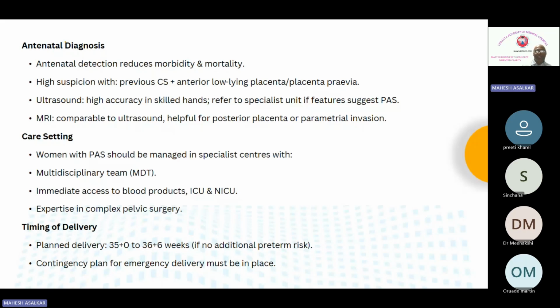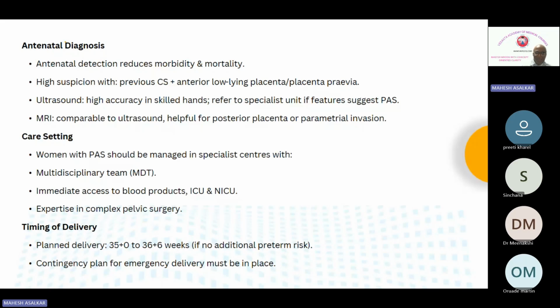Okay. Now, in which care setting should these patients be delivered? It is always going to be hospital delivery, in a consultant-led unit. Women with placenta accreta spectrum should be managed in a specialist center with a multidisciplinary team. Facilities for blood products and ICU are required, because it has high morbidity, mortality, and high chances of preterm delivery. So NICU, ICU, blood products are going to be important, and expertise in complex pelvic surgery is a must.